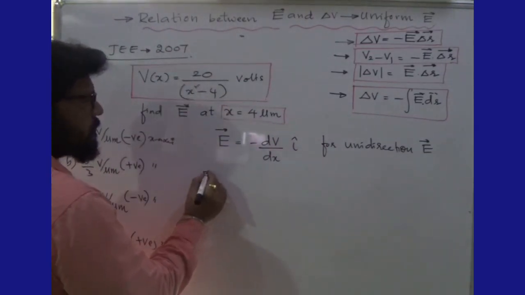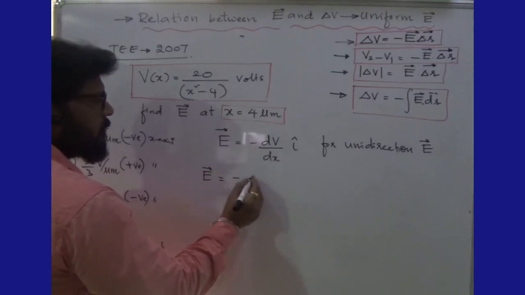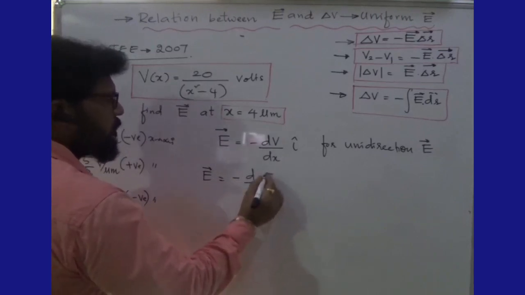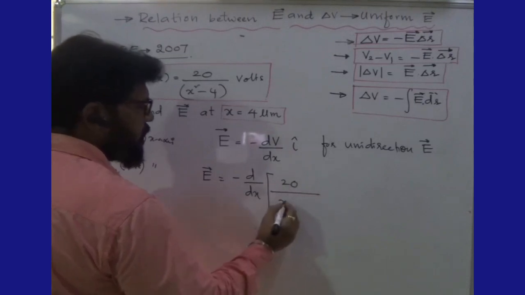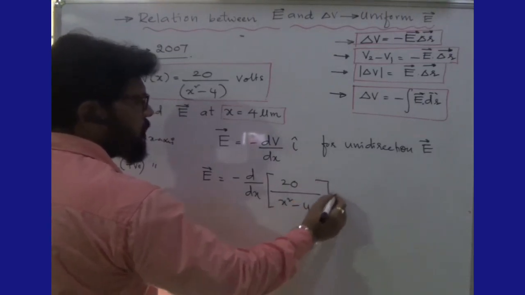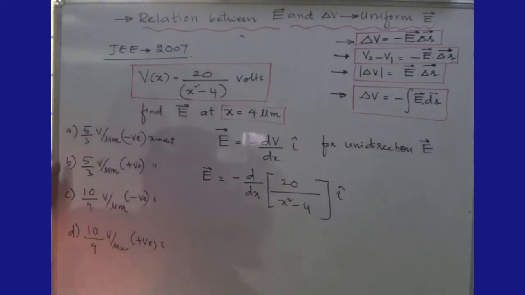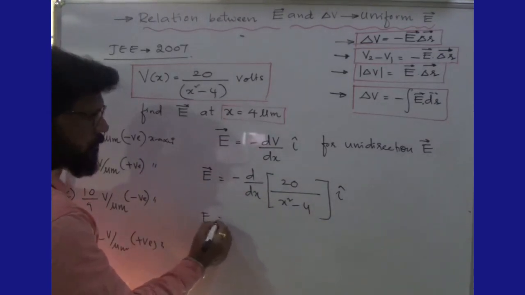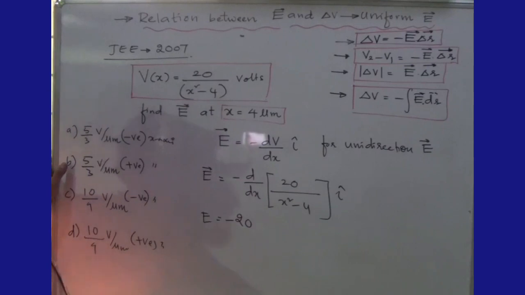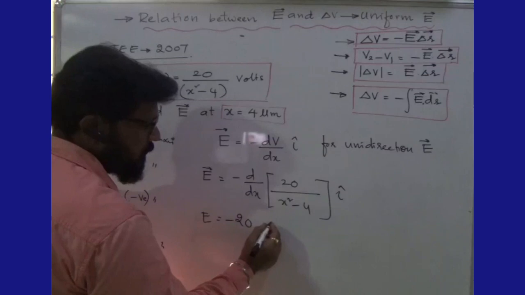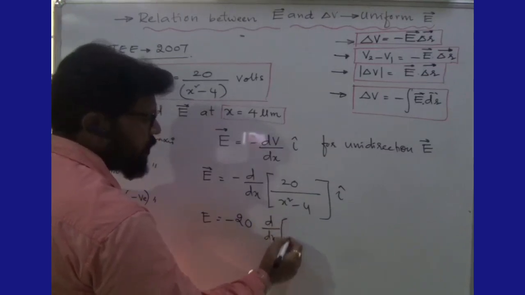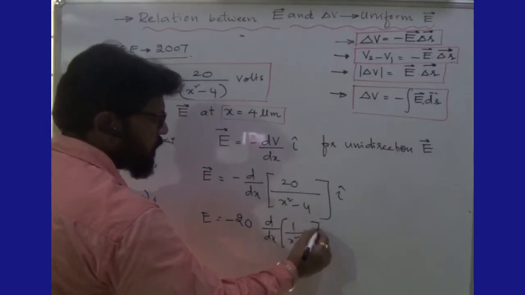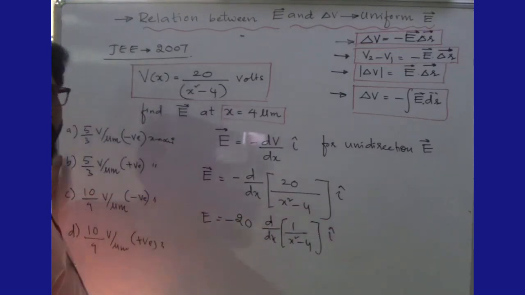Now E is equal to minus d/dx of this complete term, that is 20 divided by x square minus 4, into I cap. So we have to differentiate, right? How to differentiate that one? E is equal to minus 20, I am taking it outside. Now you have to differentiate only this part, that is d/dx of 1 by x square minus 4, into I cap.